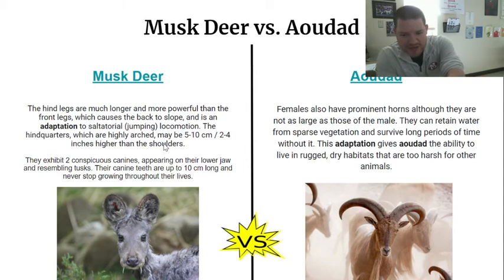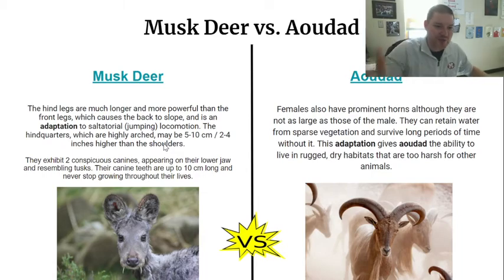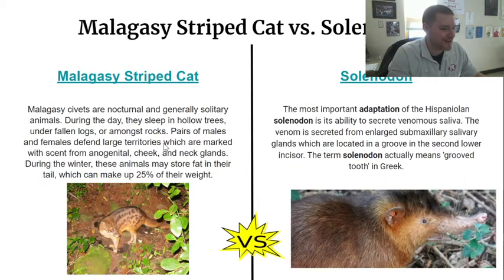I mean, look at that. The musk deer has fangs. Have you ever seen a deer with fangs? No. Crazy. I love this stuff.